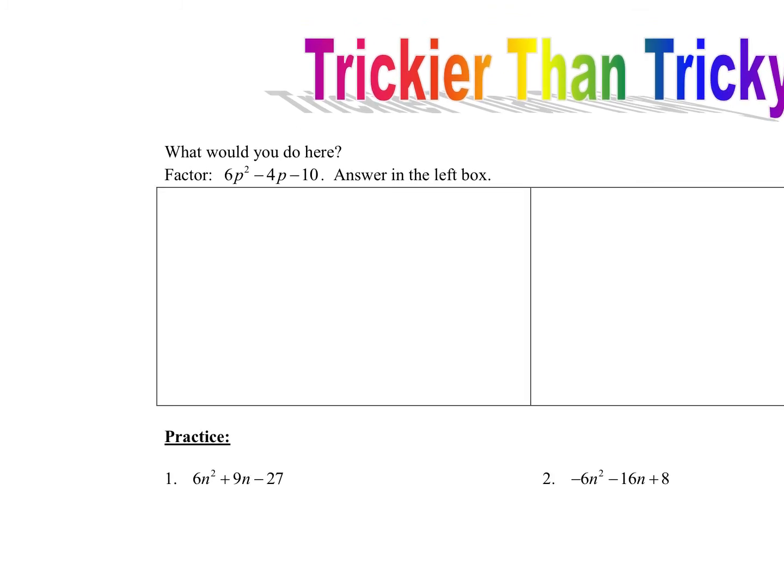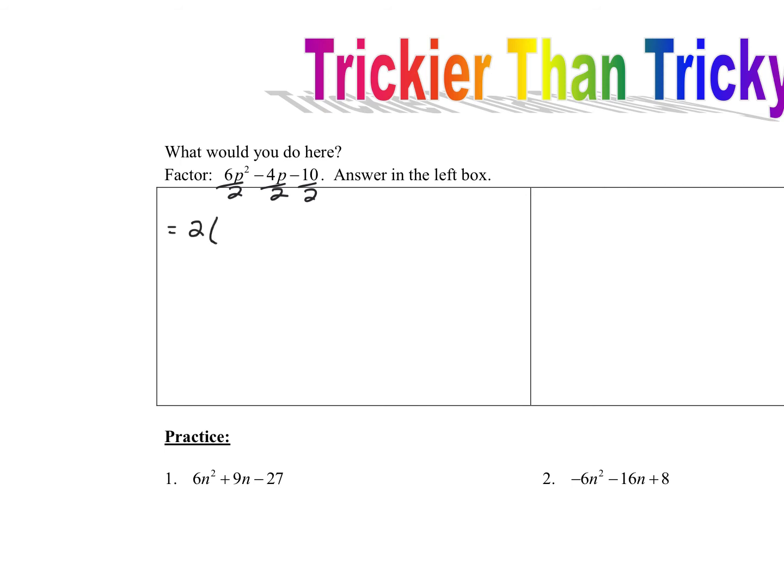Now, for a question on this page here, trickier than tricky. The reason why this is trickier than tricky is that you first have a common factor. So if you take a look at 6, -4, and -10, they can all be divided by 2. So you have a common factor of 2.